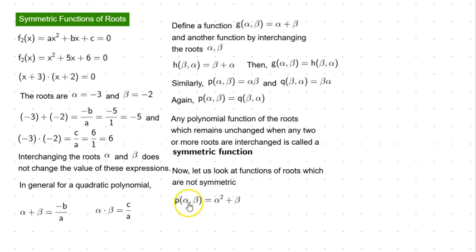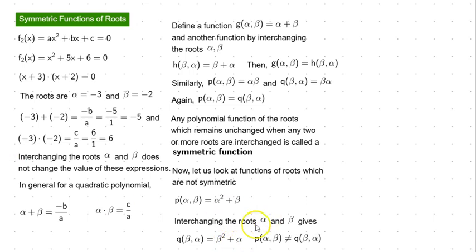For example, we can say p of alpha comma beta is equal to alpha square plus beta. Interchanging the roots alpha and beta gives us what? It gives us q of beta comma alpha is equal to beta square plus alpha. Which means what? These two are not going to be the same. Here we are taking the square of alpha, here we are taking the square of beta. So they are not going to be the same, unless, of course, alpha and beta are 1, so 1 square is 1, 1 square is 1, or minus 1, minus 1 square, minus 1 square.